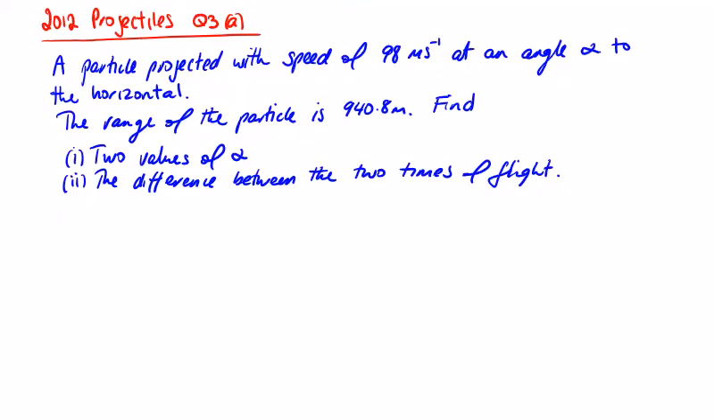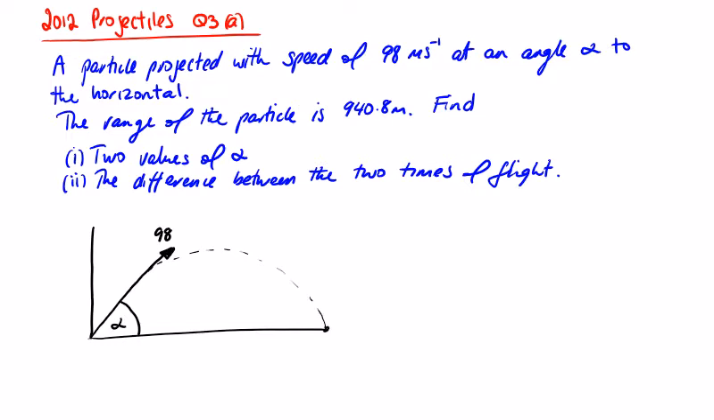2012 Projectiles question 3a. A particle is projected with a speed of 98 meters per second at an angle alpha to the horizontal. So here's my alpha, here's my 98, and it's going to land down here at 940.8 meters away from where it started. We're asked to find two values of alpha.